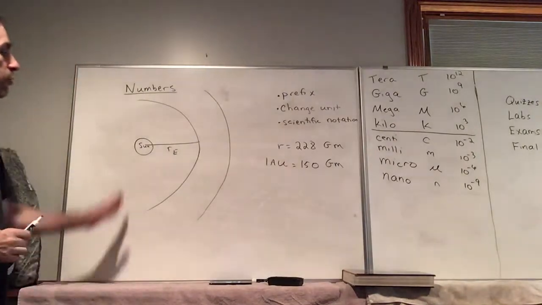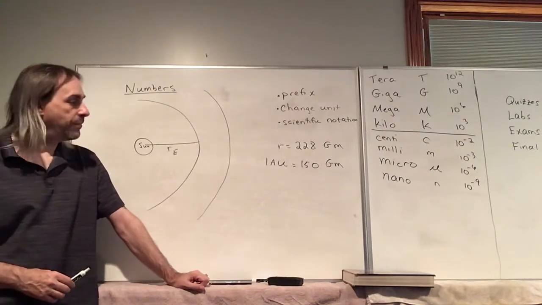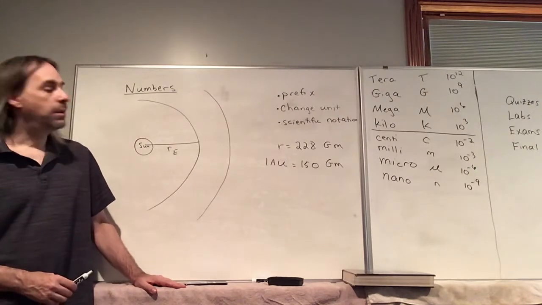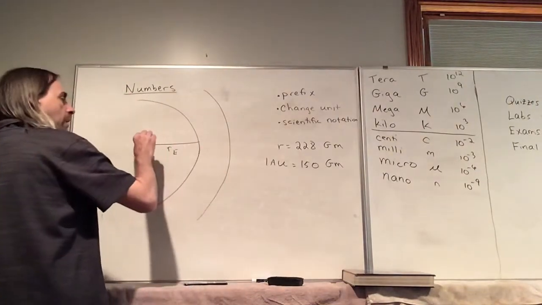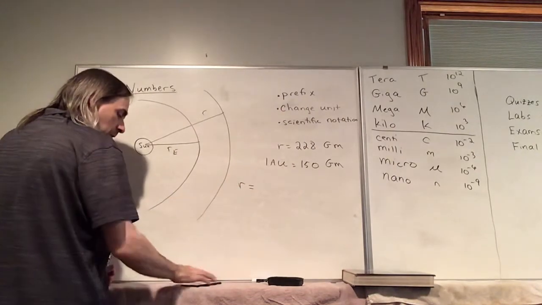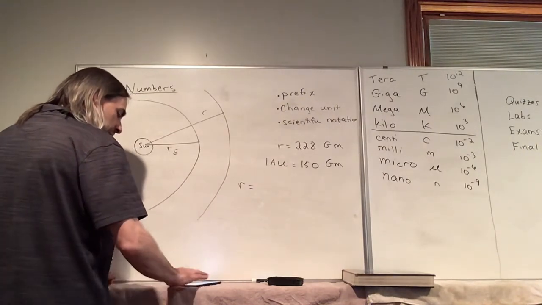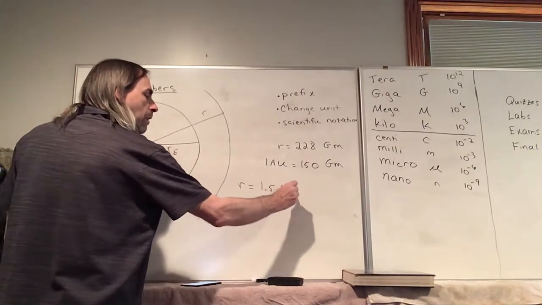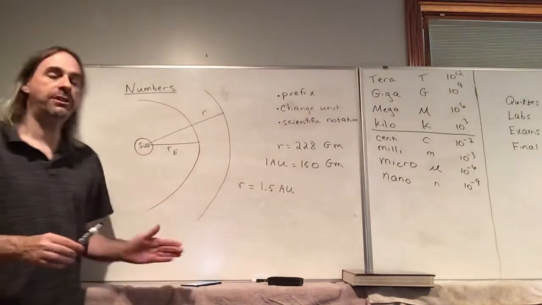So 1 astronomical unit, that's the distance between the Earth and the sun. That's 150 gigameters. And so if we want to know the radius of Mars' orbit in terms of astronomical units, we'll get a very reasonable answer. So we'll just call that R. I'm just going to give you the number. We'll talk more about how we convert these things. But that'd be around 1.5 astronomical units.